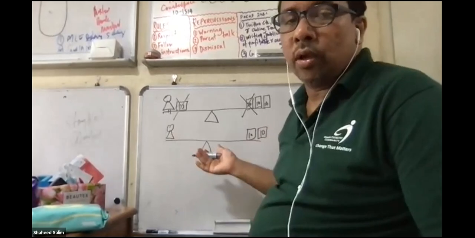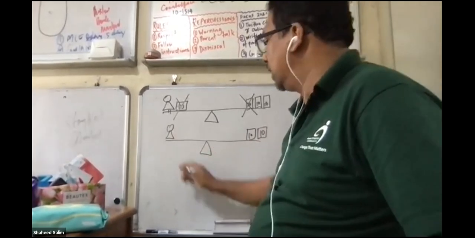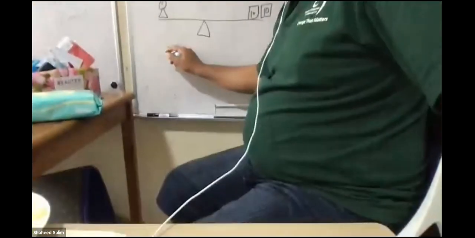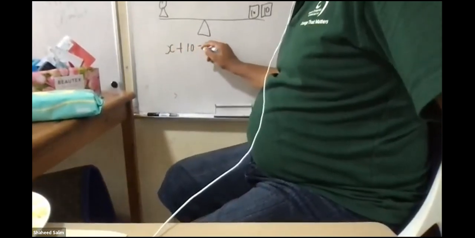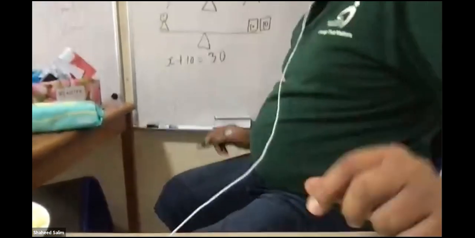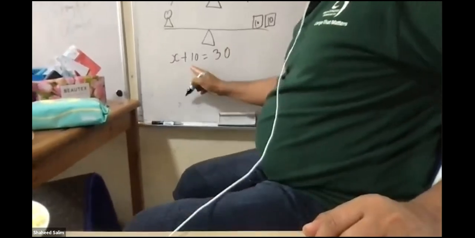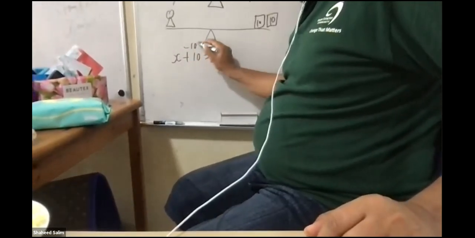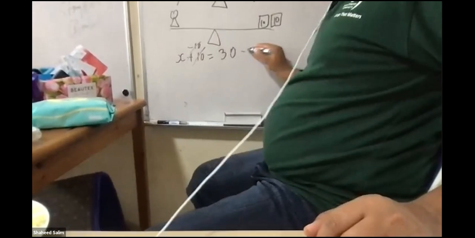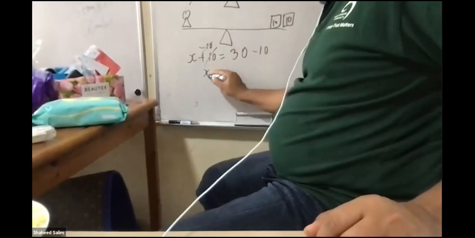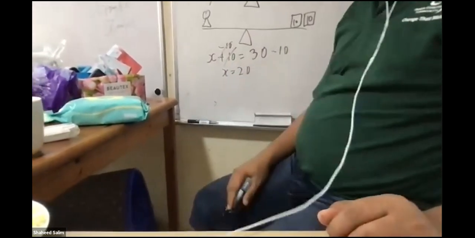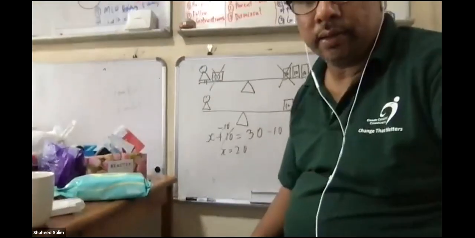Now how to do it in algebra? Okay, algebra now, Shafika is x plus 10 is equals to 30. This is what it means. How to get rid of the 10? I minus 10 becomes 0. I must also minus 10 out here. So x equals to 20. Correct? Do you get it?